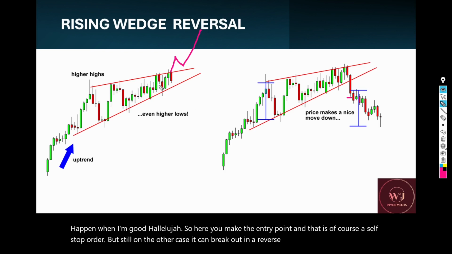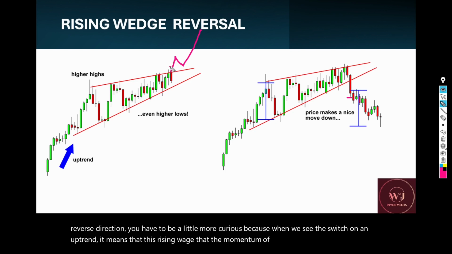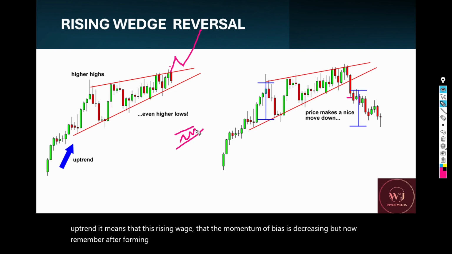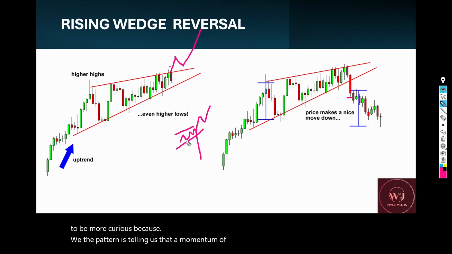If it happens in a reverse direction, you have to be a little more cautious, because when we see this wedge in an uptrend, it means that the momentum of buyers is decreasing. Remember, after forming it, we are expecting that the market is going to reverse. But now on this side, it shows that we are going to continue. If it shows that we are going to continue, you have to be more cautious, because the pattern is telling us that the momentum of buyers has reduced.